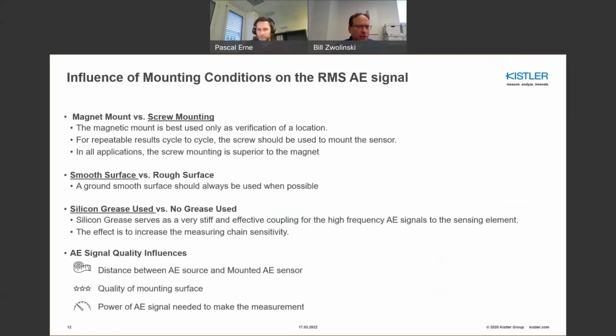I mean, the sensors are quite high in sensitivity, so you don't have to be right on top of it. But again, it is a parameter to keep in mind. Quality of the mounting surface we've already addressed, and the power of the AE signal needed to make the measurement. So that's all sort of relative. But again, what's really cool about using a magnetic mount is you can change the location of the sensor really easily and really find optimum locations. So it's not only for ease of use, but also convenience of determining the mounting location.